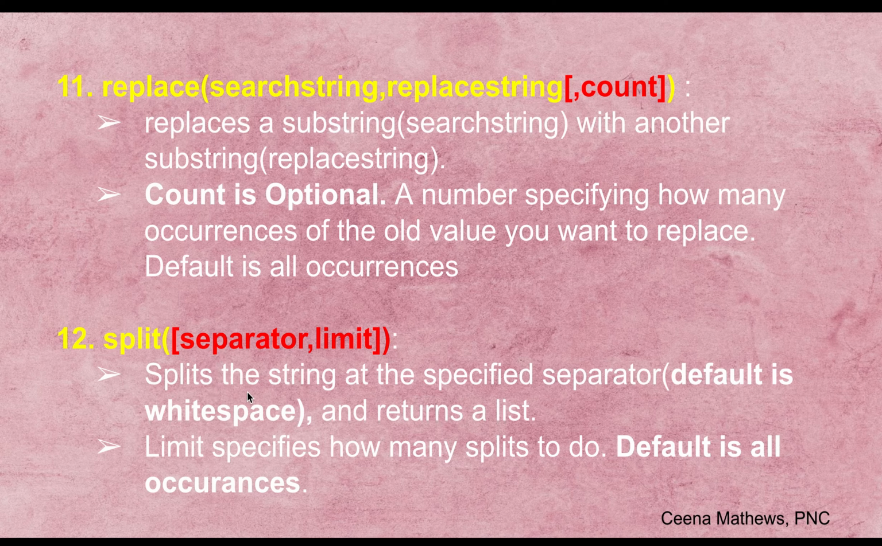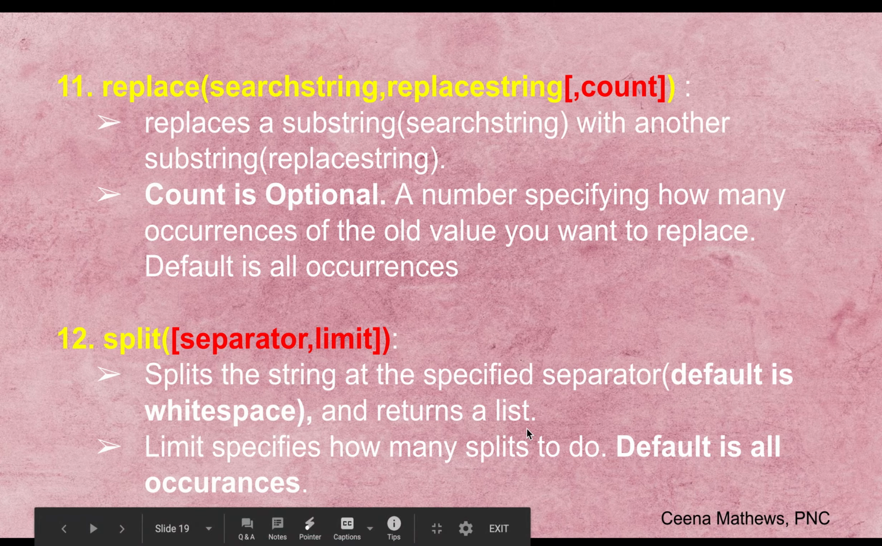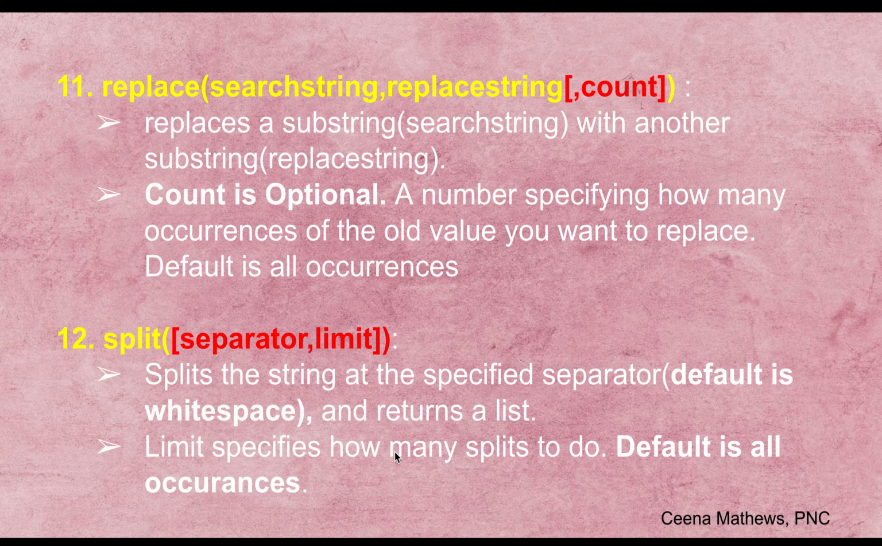The second method is split, which has 2 parameters which are optional. It splits the string at the specified separator. Whatever separator you give, based on that it will split the string. And if the separator is not given, the default is white space, and the result will be returned as a list. And the limit here specifies how many splits to do. If a limit is not specified, the default is all occurrences.